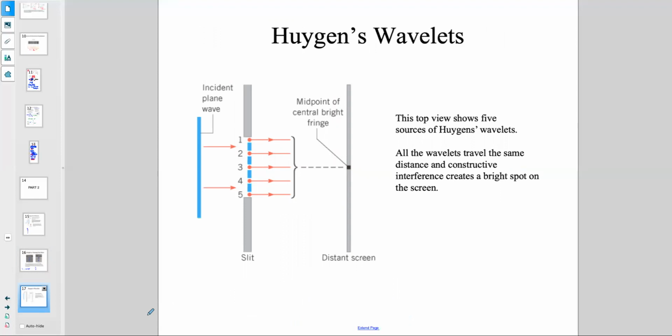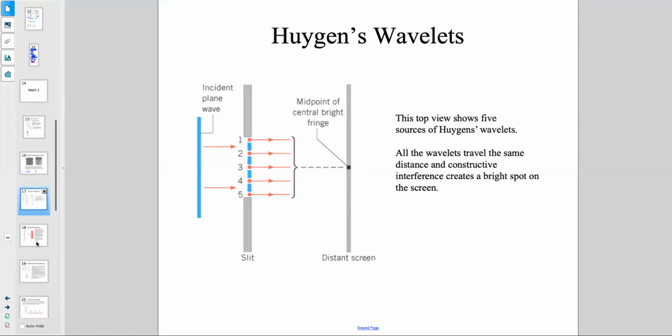We have a midpoint of a central bright fringe at this center point, because all of these wavelets, all of the rays coming from these little sources, are meeting each other constructively at this point, because they're all traveling the same path in the same time to get to this point. So at the center, we'll have a huge bright spot because all of these waves are meeting each other there constructively. All the wavelets travel the same distance, and constructive interference creates a very huge bright spot at the screen.